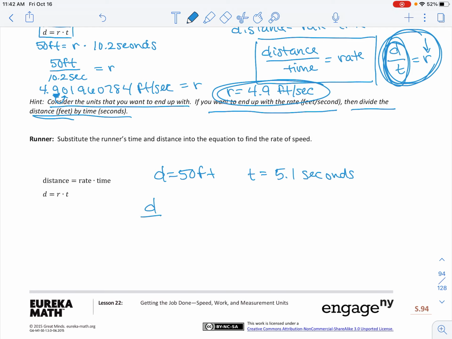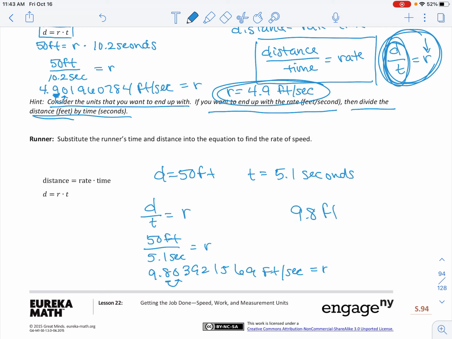So you should have done my distance divided by my time equals my rate. So 50 feet divided by 5.1 seconds equals my rate. And you should get 9.803921569 feet per second. And we are rounding to the nearest tenth. This is a 0, so I keep it the same. So your answer should be 9.8 feet per second is my rate.